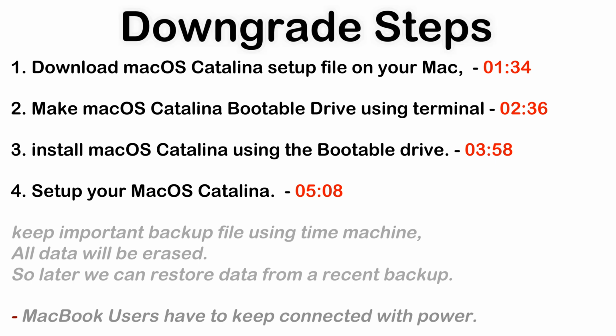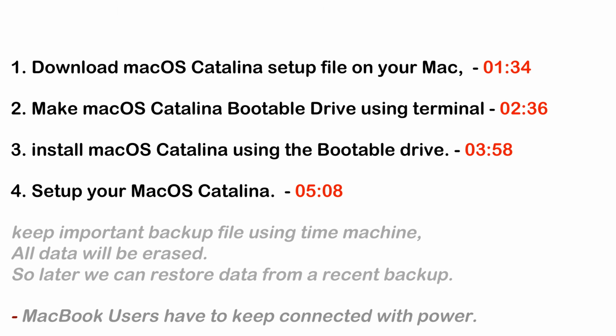First is to download the macOS Catalina setup file on your Mac. The second step is to make a macOS Catalina bootable drive using Terminal, and the third step is to install macOS Catalina using the bootable drive and set up your macOS Catalina. Please note that you should keep an important backup using Time Machine, as all data will be erased. So later we can restore data from a recent backup.